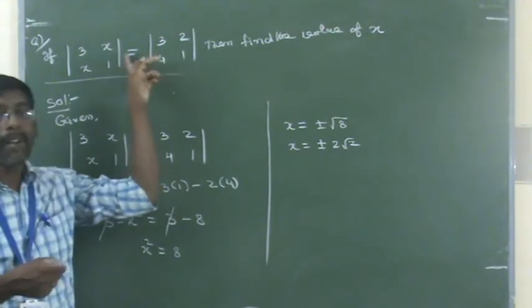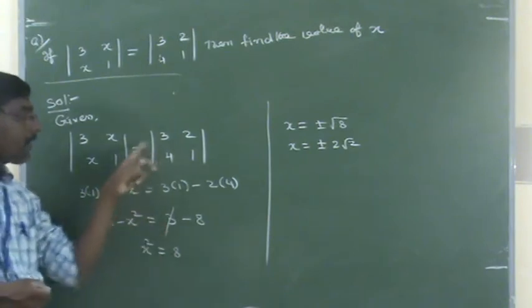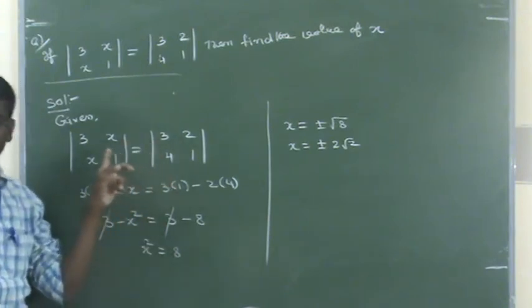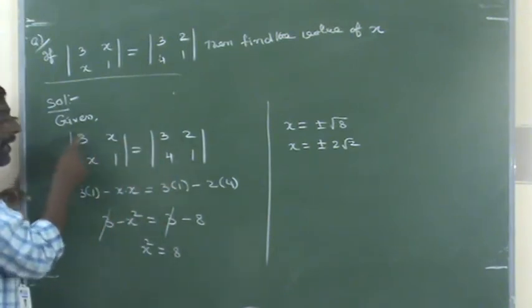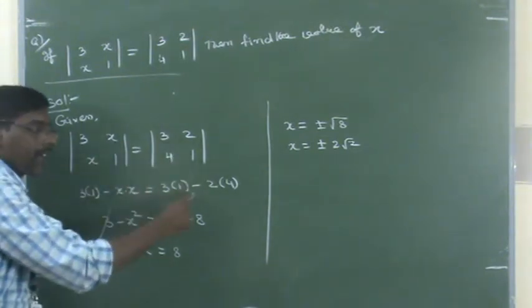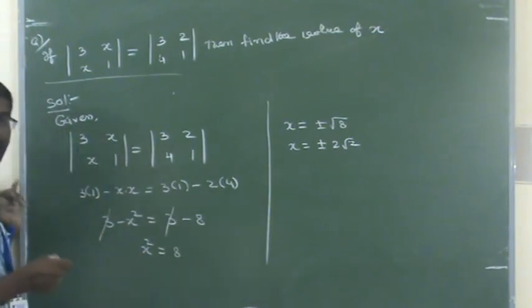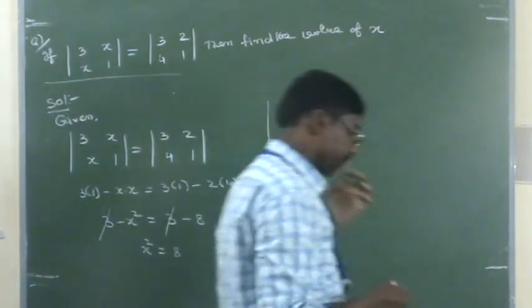Whenever two determinants are equal, their values only are equal, not the corresponding elements. Remember carefully. So the determinant of the left hand side value is equal to the determinant of the right hand side value. Then you can simplify, then you can get the value of x.